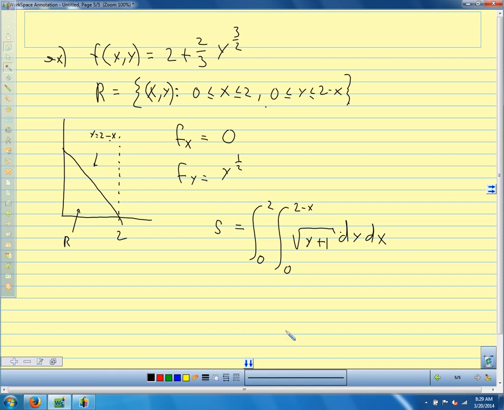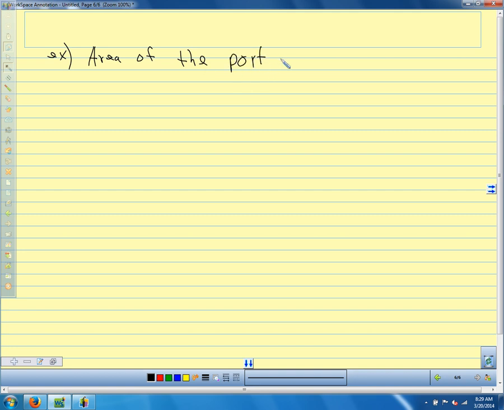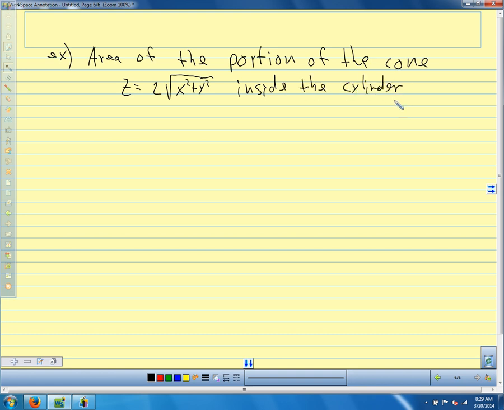All right, let's look at a little more complicated example. For this one, we want the area of the portion of the cone z equals 2 square root of x squared plus y squared, inside the cylinder x squared plus y squared equals 4.